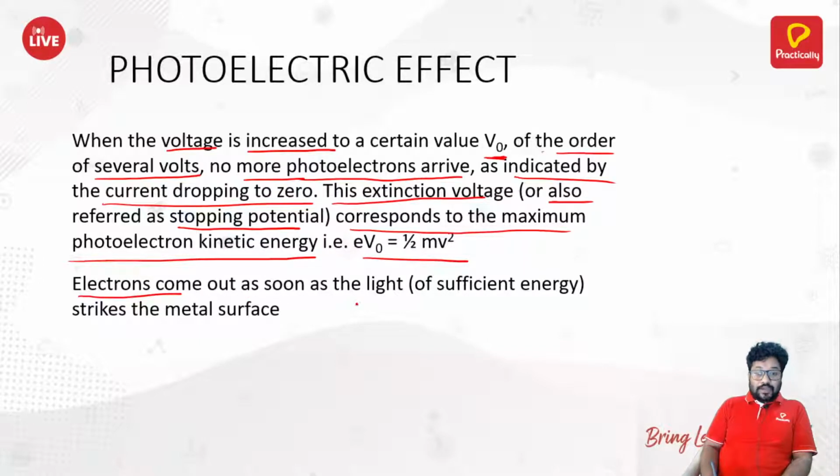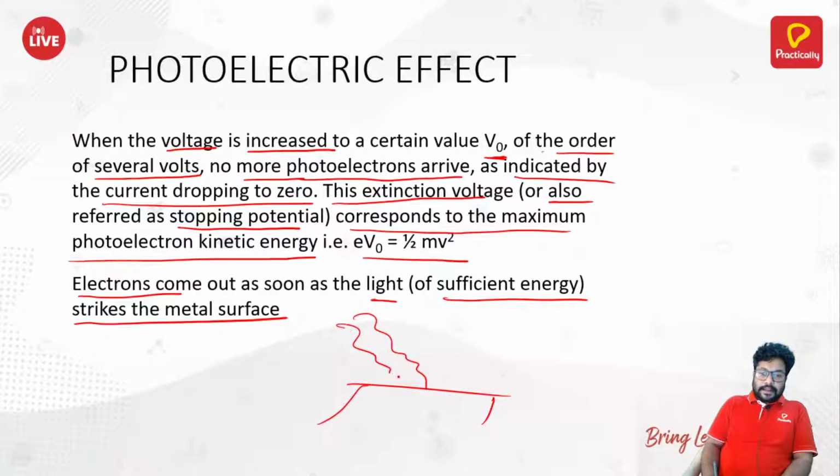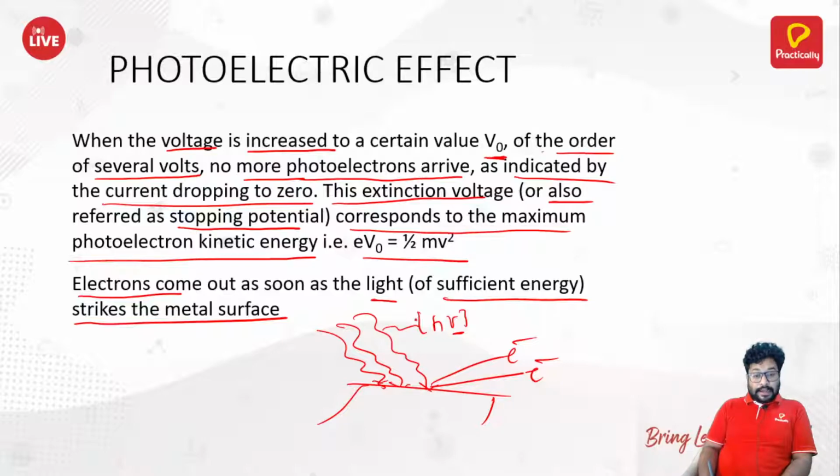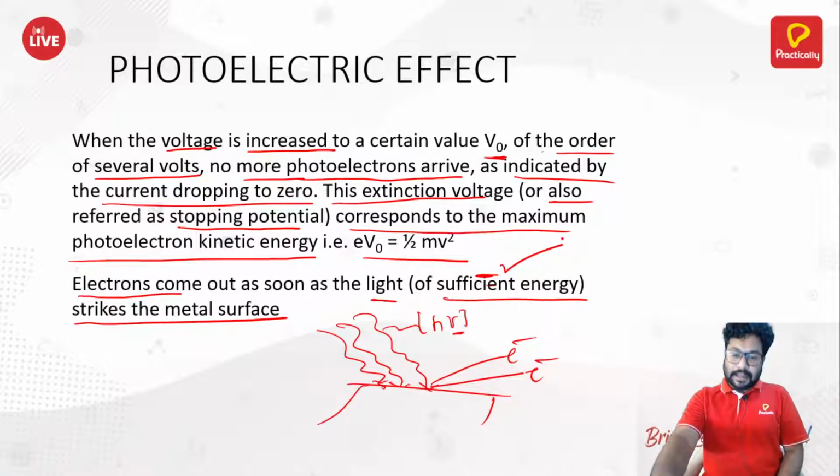Electrons come out as soon as the light of sufficient energy strikes the metal surface. This is the metal surface. Light strikes here, and as soon as it does, an electron comes out. But this radiation, which we show by h nu, should have certain energy for it to be able to knock the electron from the metal surface. Okay, let's see the further part.